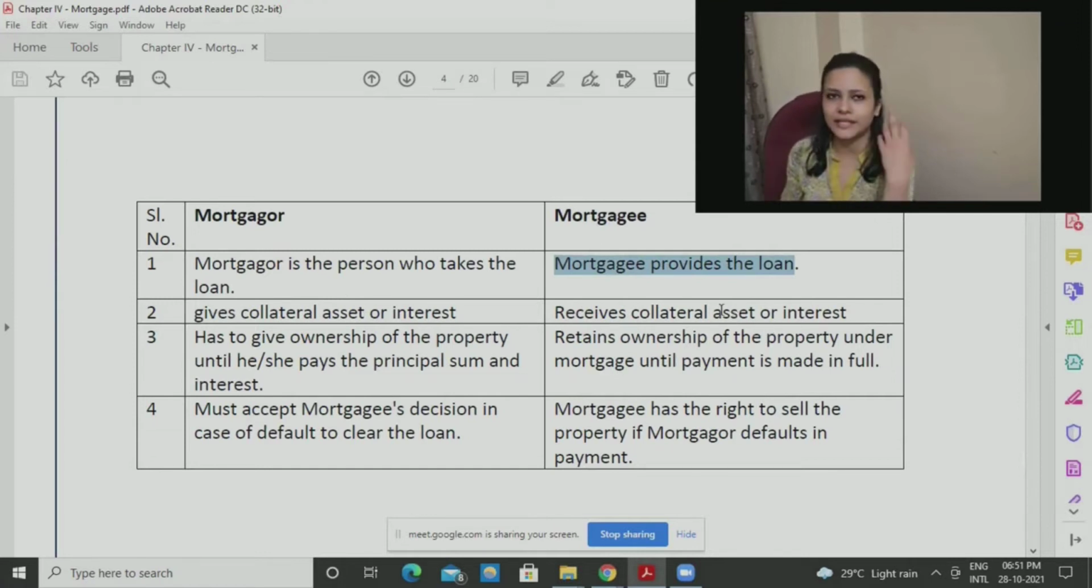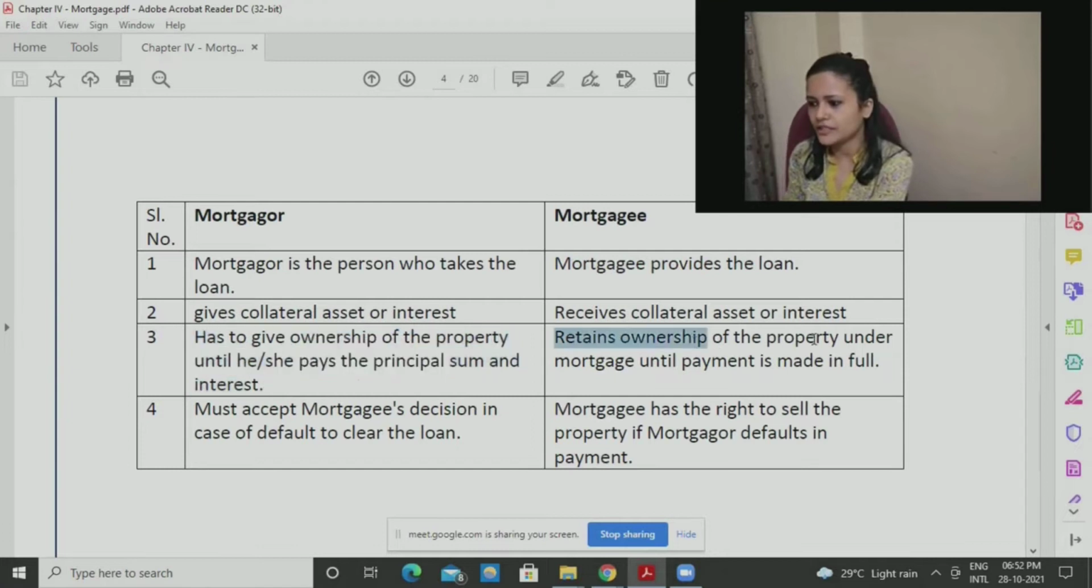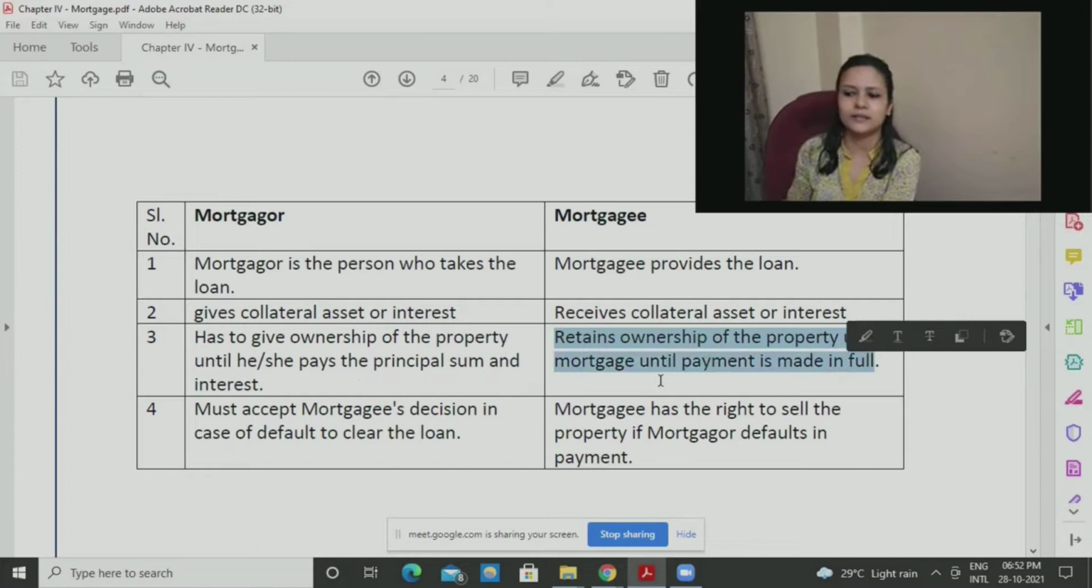When he is taking money, some interest on a specific immovable property will be transferred by the mortgager, and the same thing mortgagee will be taking in return of it. Mortgager has to give ownership of the property until he or she pays the principal sum or interest. Mortgagee retains ownership of the property under the mortgage until payment is made in full. It has to be possession, okay? Just read it as possession.